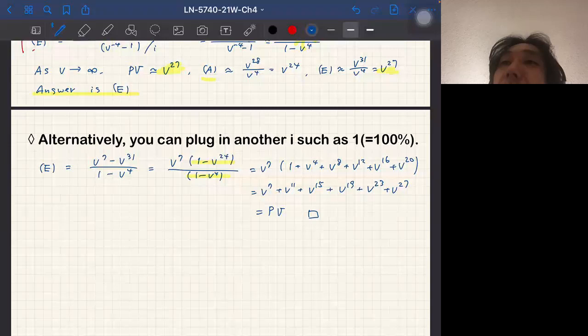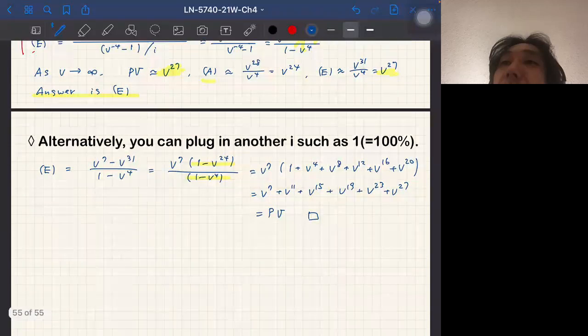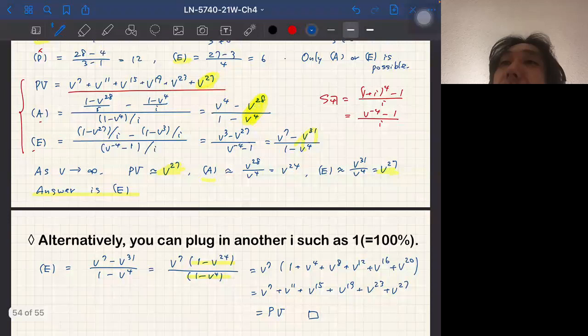And A can also be simplified. A is actually slightly easier. You can see the v to the 4th power appears. Then after that, we can divide the remaining factor by 1 minus v to the 4th power. And actually it does not equal the present value.